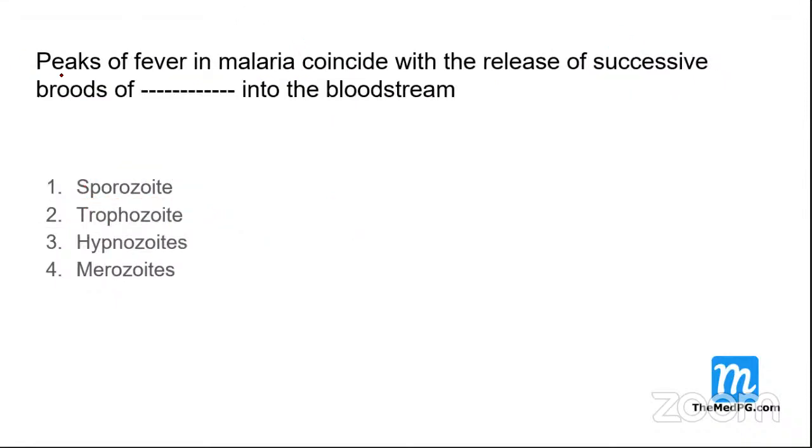Next, peaks of fever in malaria coincide with the release of successive broods of dash into the bloodstream. Why will the fever occur? When the lysis of the RBCs happens. From the broken RBCs, what will be released, students? Merozoites. Excellent answer, wonderful. Very good, Sirisha. So it is merozoites. What are merozoites? The products of schizogony, that is division. The infective form is trophozoites, yes.